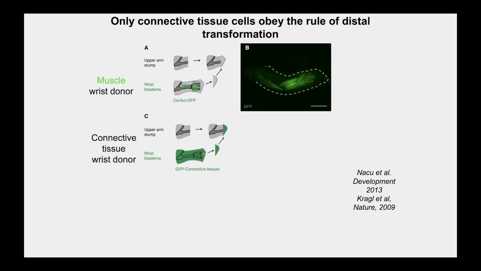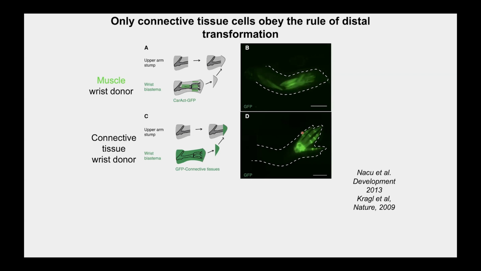Now we can contrast that with an animal in which what we call connective tissue cells, and for the purposes of this experiment, you can think of it as the fibroblasts, like the dermal fibroblasts inside the tissue, are labeled. They express GFP. So we make this wrist blastema transplant onto an upper arm stump. We allow that to regenerate. And now in this case, these fibroblastic cells cause regeneration of hand elements, but not lower arm and hand.